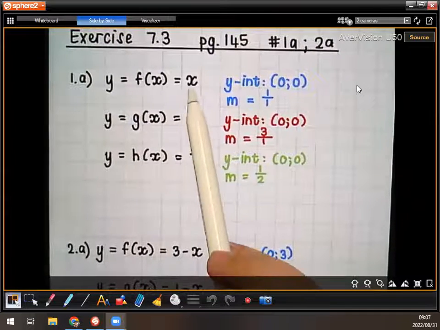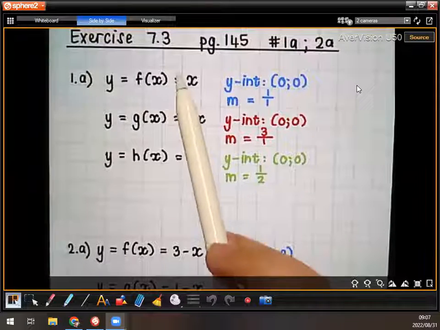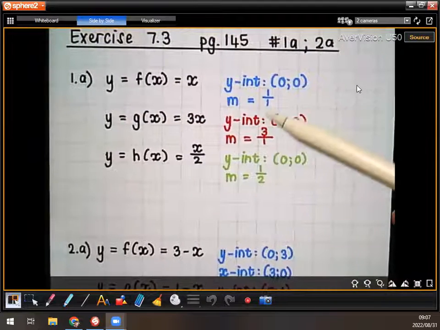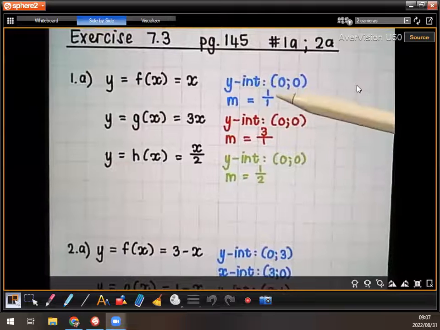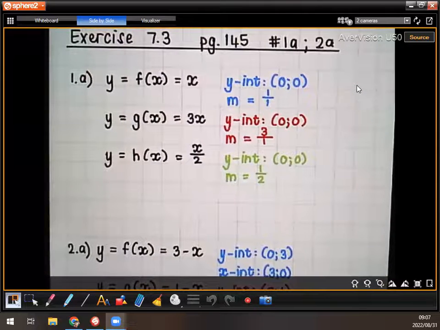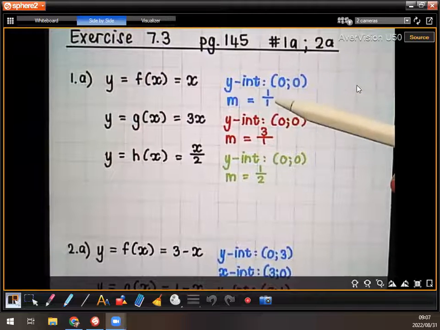So what is my m value here? What number is in front of x? It's 1, right? So 1 is the same as 1 over 1. Okay, you also could have done 2 over 2 if you wanted to, 3 over 3. I normally just put whatever the number is over 1. That's the simplest. So the gradient is 1 over 1.